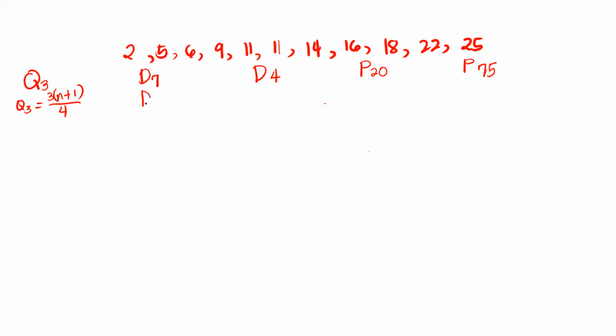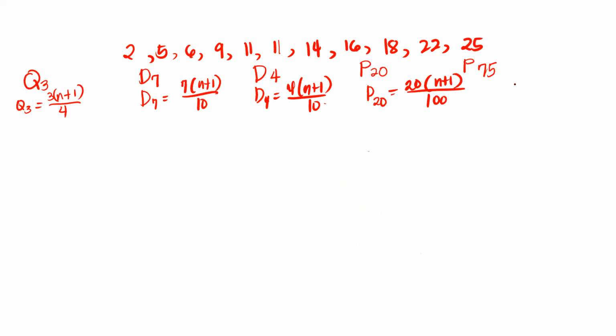Okay? While for D sub 7, this is k, which is 7 times n plus 1 divided by 10. D sub 4, 4 times n plus 1 divided by 10. P sub 20 is equal to 20 times n plus 1 divided by 100. Ito naman, we have P sub 75, that is 75 times n plus 1 divided by 100. Madali lang siya, di ba? Madali lang yan tandaan, for sure.